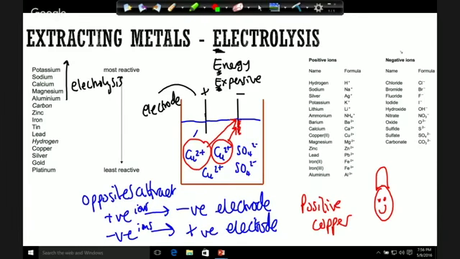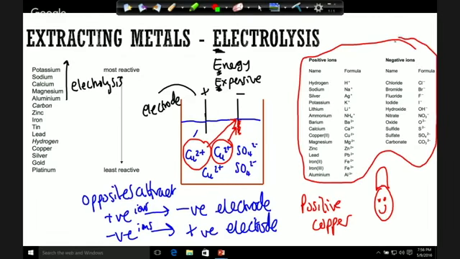Also, if you forget that, don't forget that you get this on your data sheet. So no guessing. If you really can't remember, there's no need to guess. They are here, and it tells you copper is Cu2+. Tells you it's positive. Tells you a load of negative ions here as well, in case you need them. So there really is no need to be guessing.